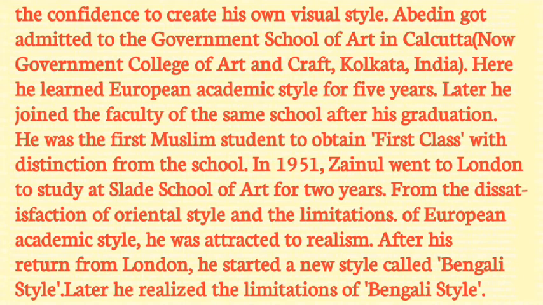He was the first Muslim student to obtain first class with distinctions from the school. In 1951, Zainul went to London to study at Slade School of Art for 2 years. From the dissatisfaction of Oriental style and the limitation of European academic style, he was attracted to realism. After his return from London, he started a new style called Bengali style. Later, he realized the limitation of Bengali style.